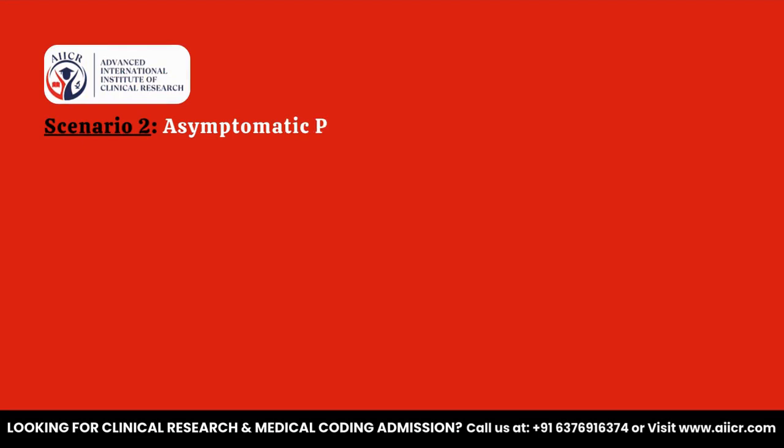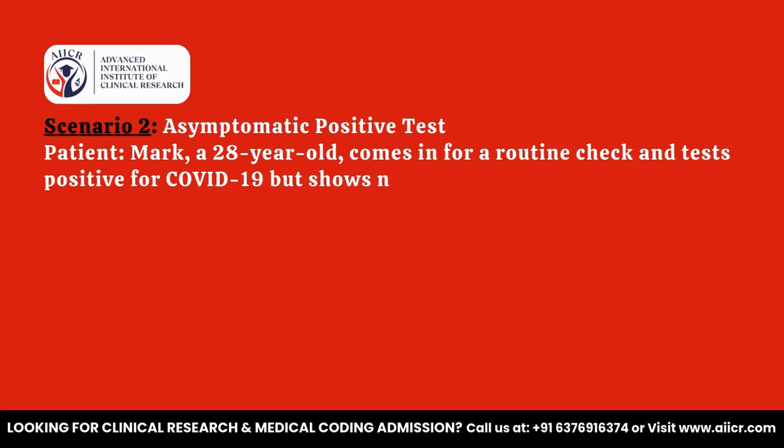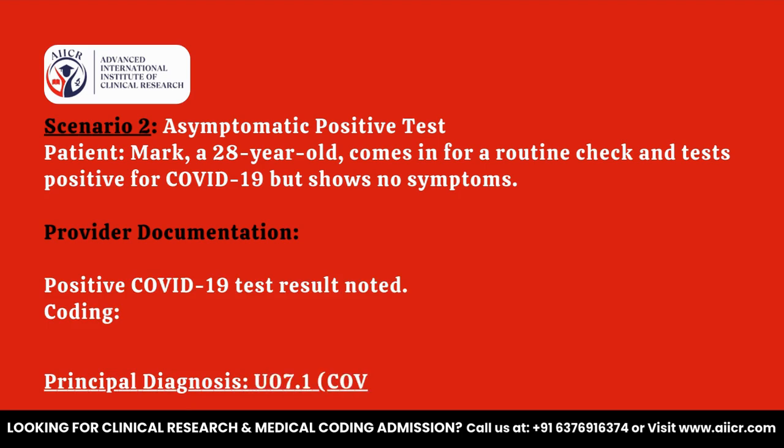Second scenario is for an asymptomatic positive test. Mark, a 28-year-old, comes in for a routine checkup and tests positive for COVID-19, but he has no symptoms of COVID. So in this case, the ICD code that will be given here will be just U07.1 for a confirmed COVID-19 diagnosis.